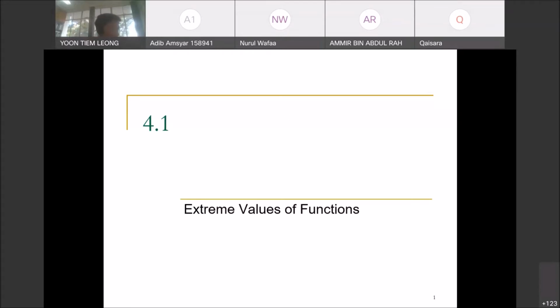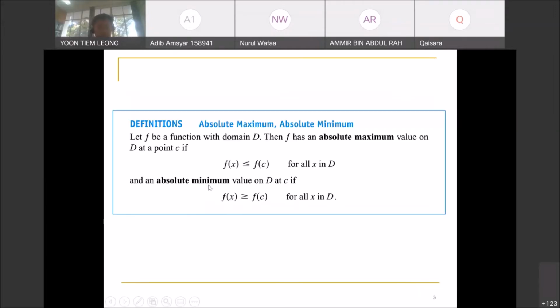Now let me go to the next slides. We first have to define what we mean by extremums.